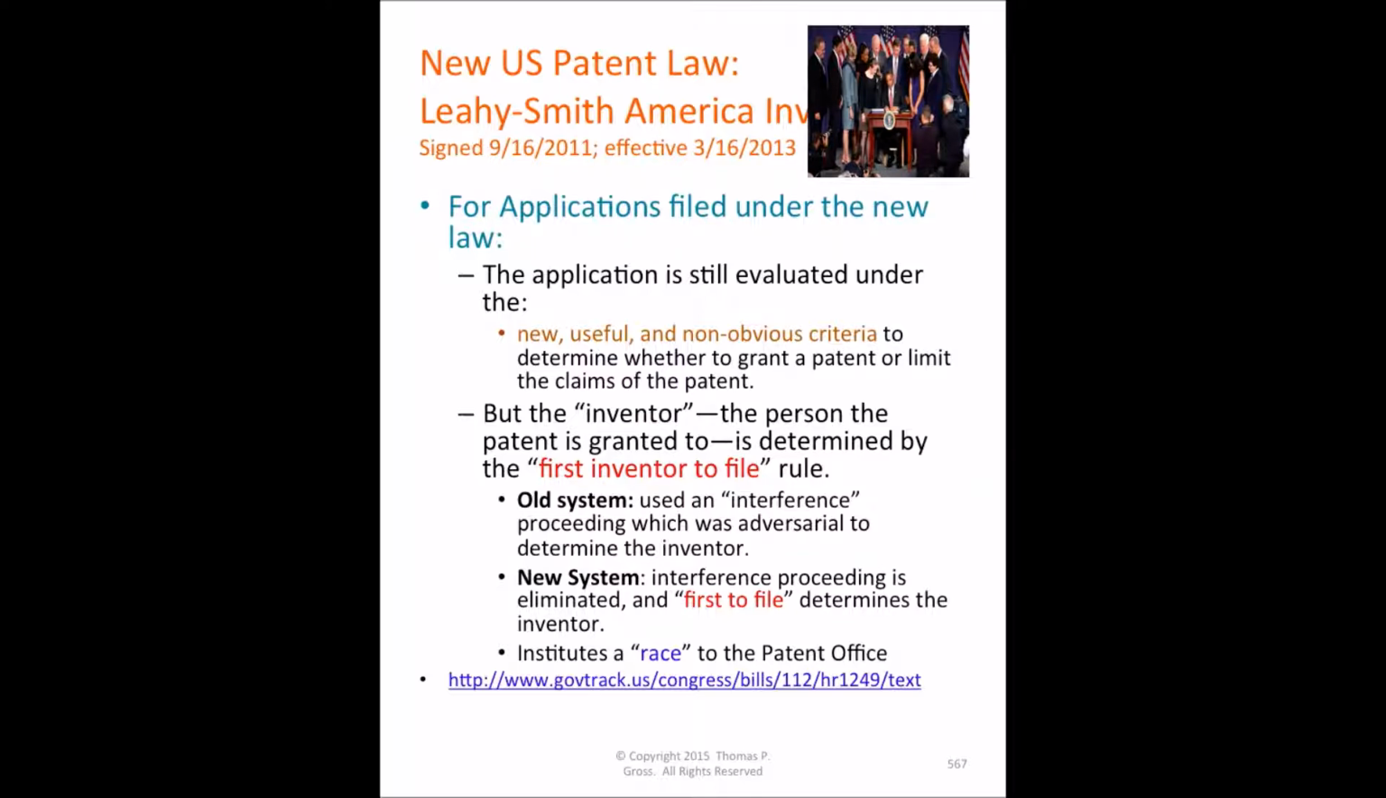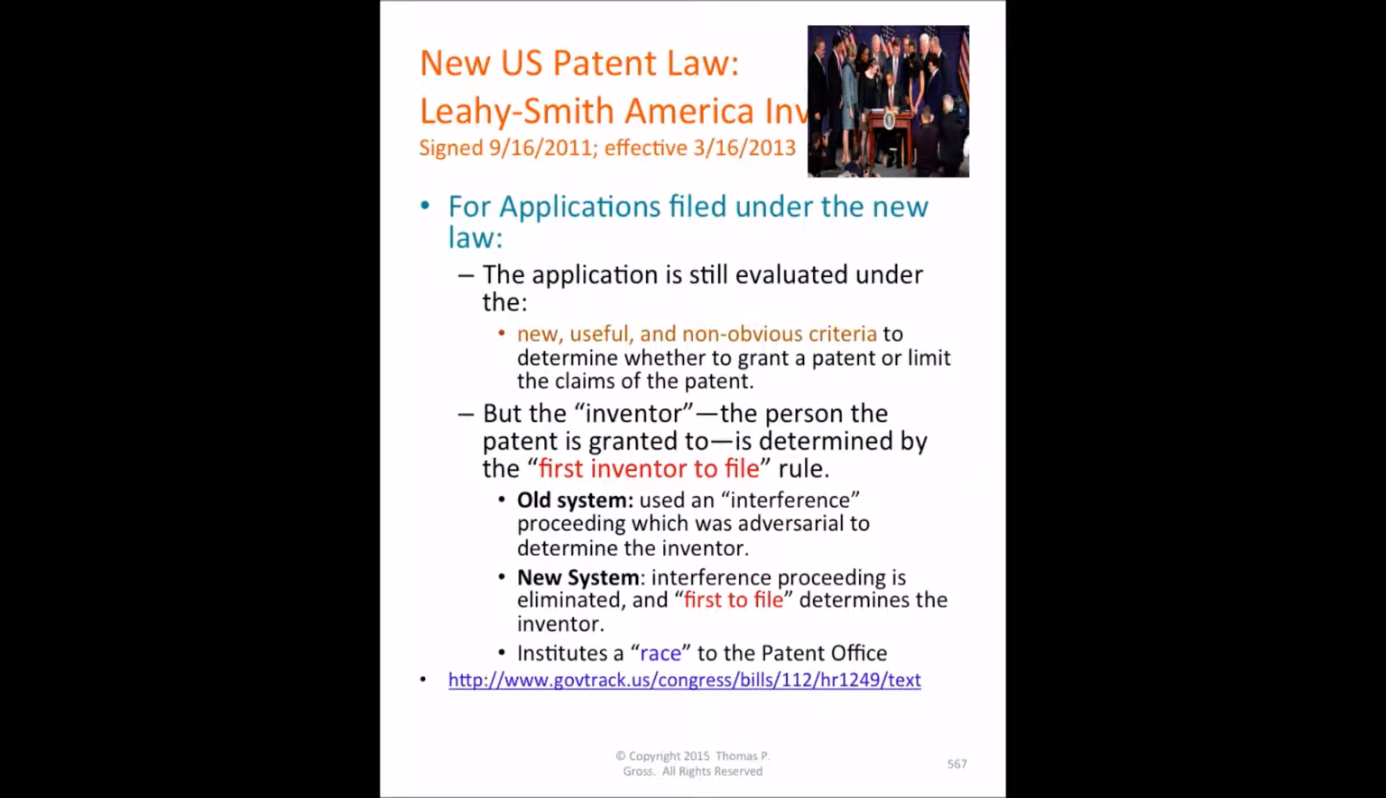The U.S. doesn't use the first to invent anymore. To resolve that factual issue, they would set up an interference where the two inventors would come in and show facts on who was the first to invent the laser. But now, if that comes up, the interference proceeding is simply used to look at who filed first, who was the first one to make the filing, not who was the first to invent. So now it's more like a race to the courthouse. Who was the first to get there?